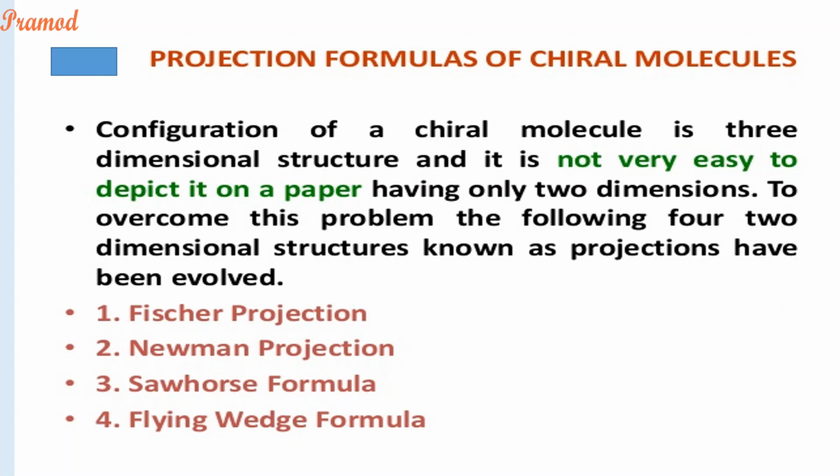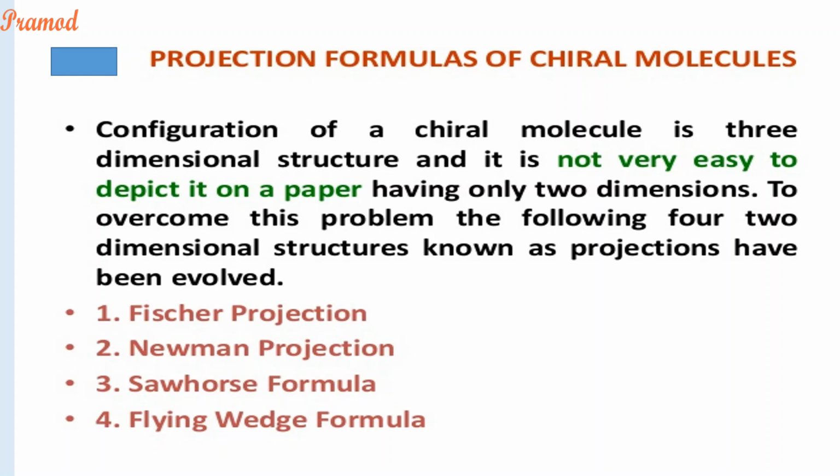So, projection formulas for chiral molecules. The configuration of a molecule, as you said, is a three-dimensional structure, so it is not very easy to depict on paper. You cannot see three dimensions in two dimensions because your paper has only two axes. You cannot see the third, the z axis. So how do we visualize the structures of chiral molecules in two dimensions?